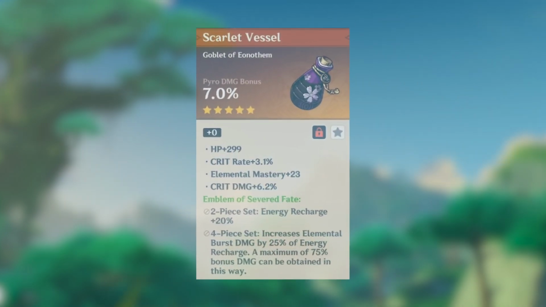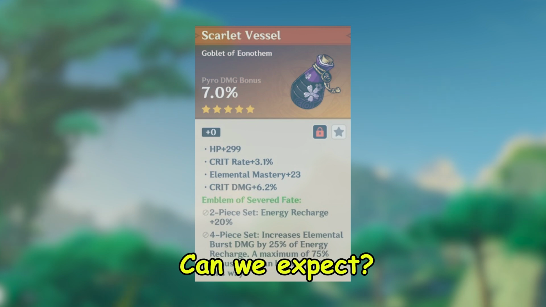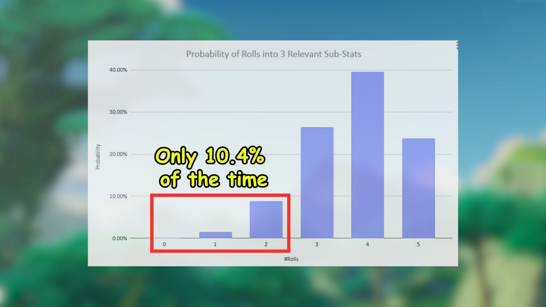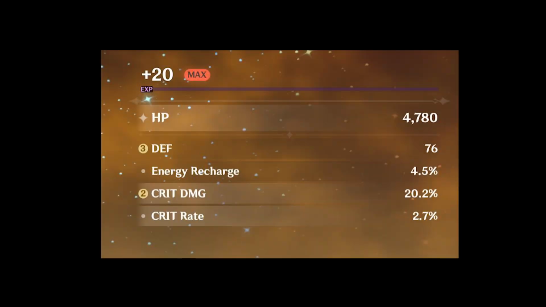Moving on, if we have 3 relevant substats, how many rolls can we expect? The answer is surprisingly simple. This is just the reverse case of 1 relevant substat. As we can see, the probability of that type of artifact rolling bad would be exceedingly slim, although it can still happen from time to time.